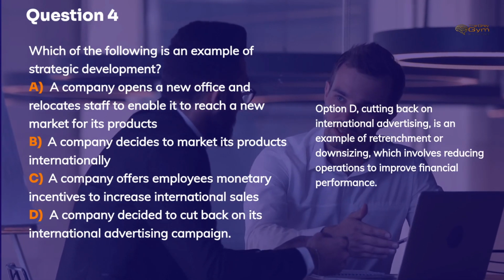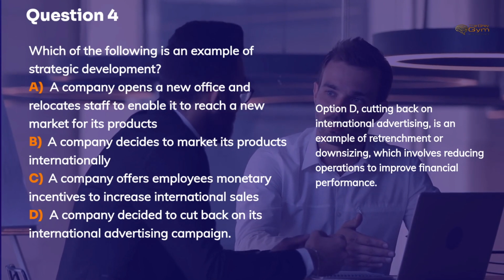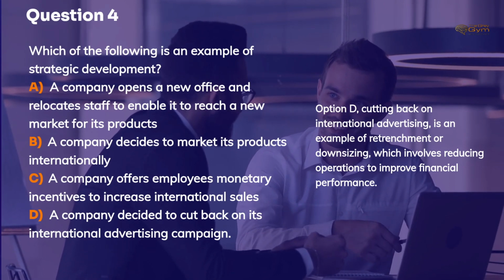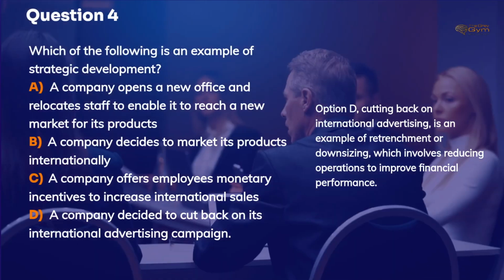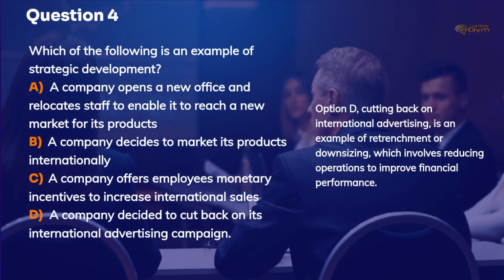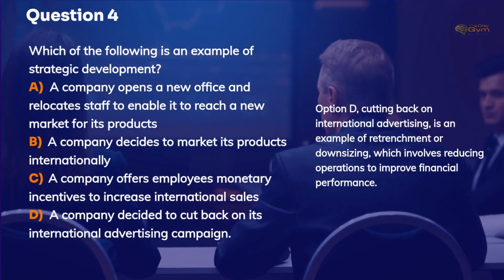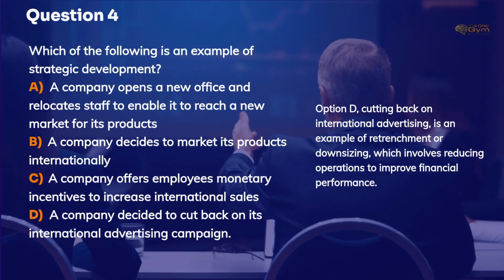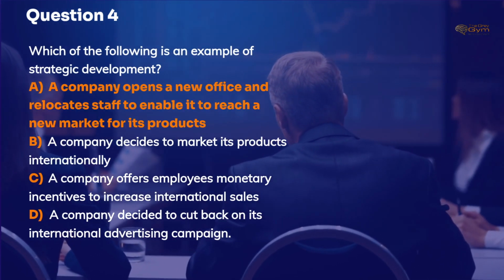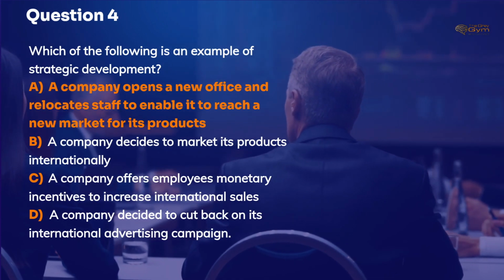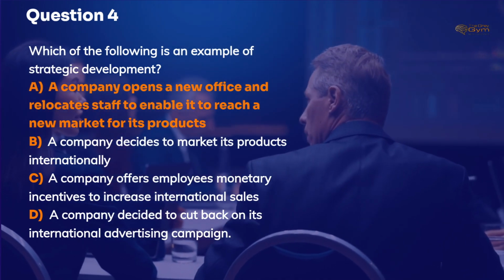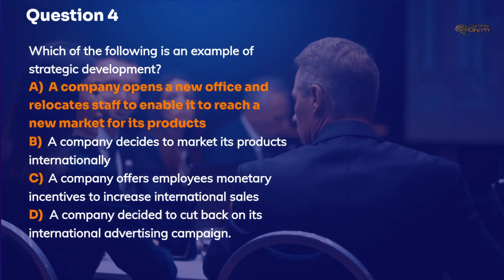Option D, cutting back on international advertising, is an example of retrenchment or downsizing, which involves reducing operations to improve financial performance. Therefore, the correct answer is option A. A company opens a new office and relocates staff to enable it to reach a new market for its products.